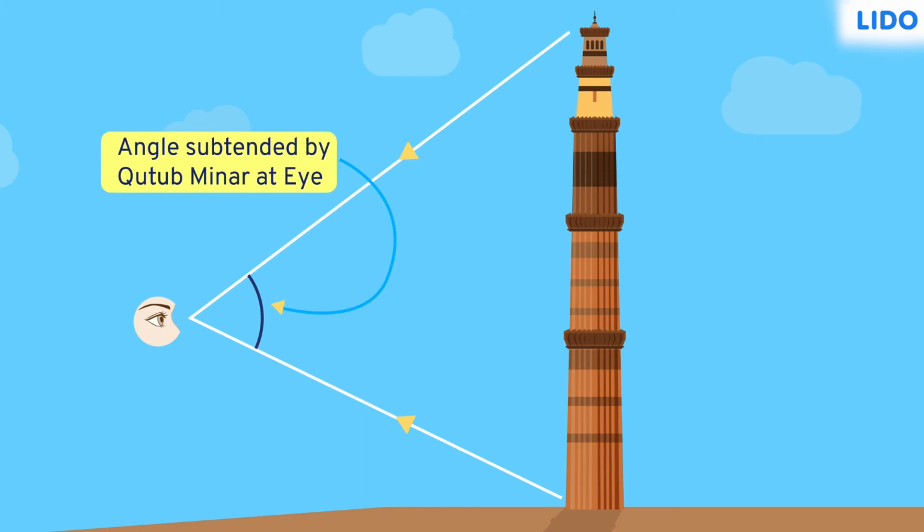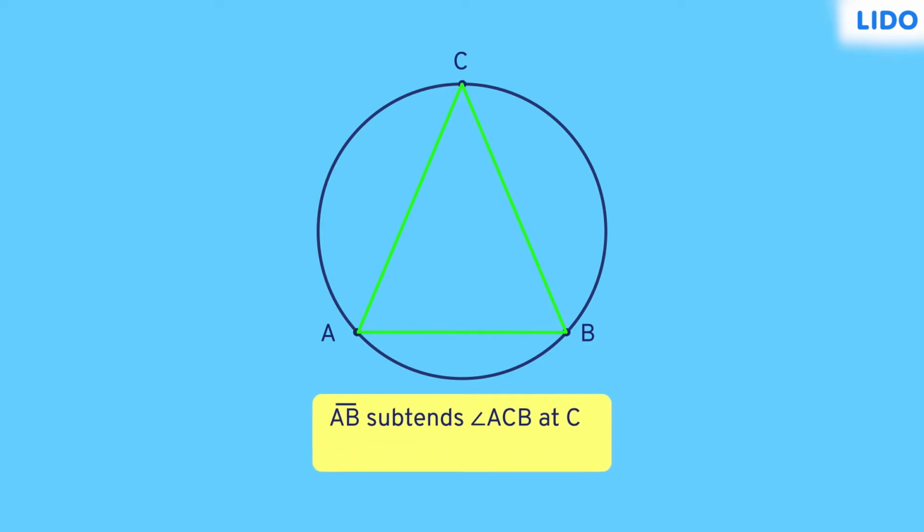The concept of subtending an angle is something we often see in circles. Let's say we have a circle with 3 points on it, say A, B and C. On joining these points, we see that the chord AB subtends angle ACB at C. Not just that, the arc AB subtends an angle of ACB at C as well.